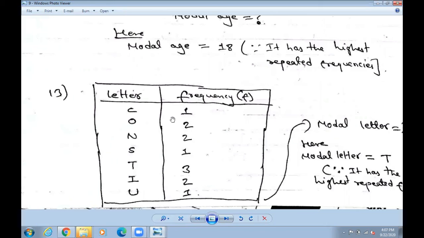Okay, spell the word constitution. C, O, N, S, T, I, T, U, T, I, O, N. Constitution, isn't it?